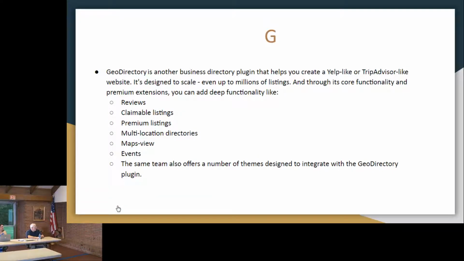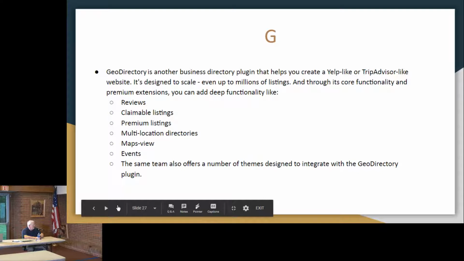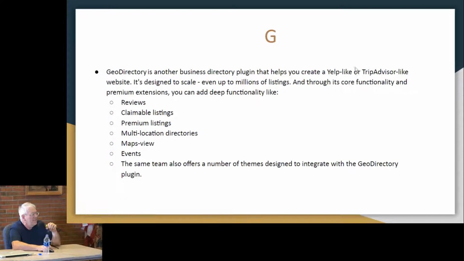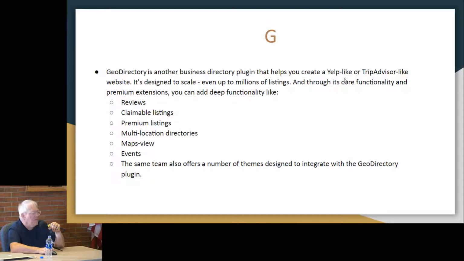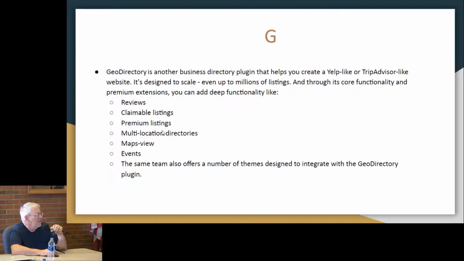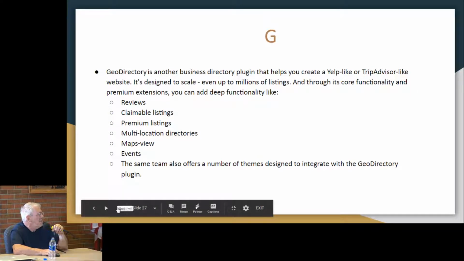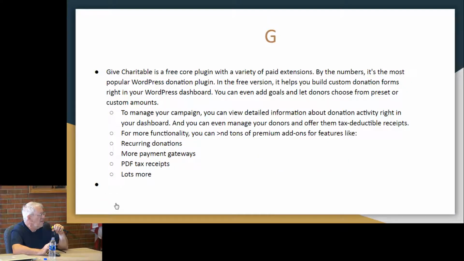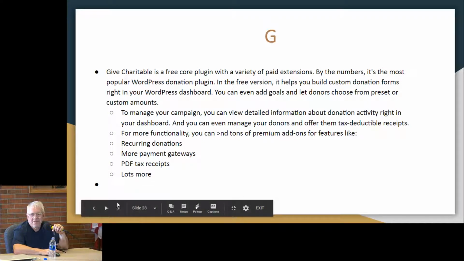All right, GeoDirectory. I think again, it's creating a custom post type specific to things like TripAdvisor. So it's obvious that it's creating specific functions. Give, Charitable. Lynn, I suppose that's probably another one that is a plugin that helps for charitable donations. Correct.